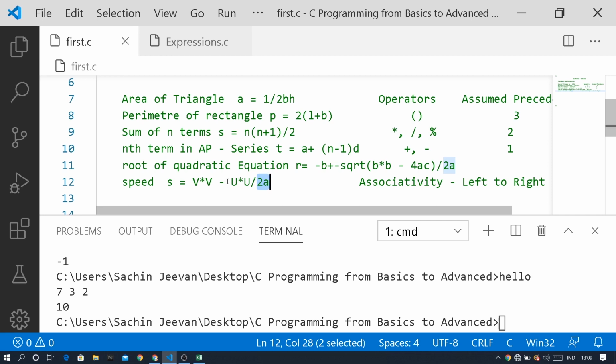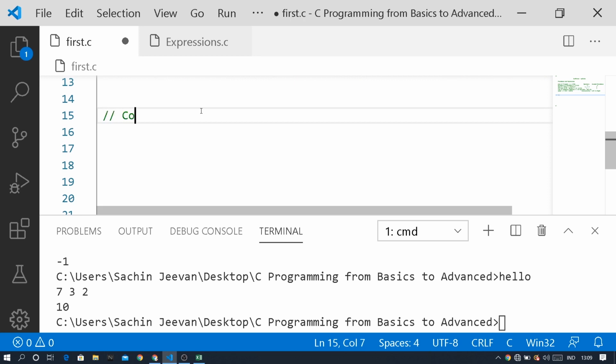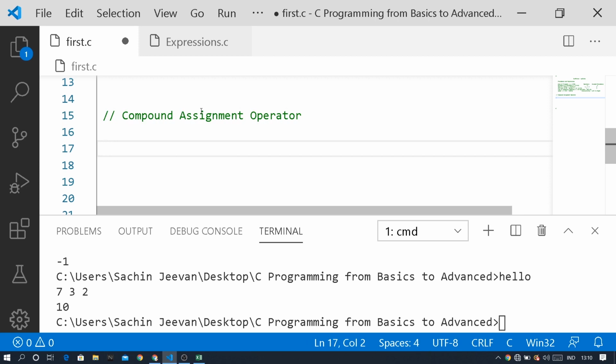Yes, fine. So now we will next enter into a concept called compound assignment operator. What is compound assignment operator? We will see a few examples. I will write all the possibilities of compound assignment operators.